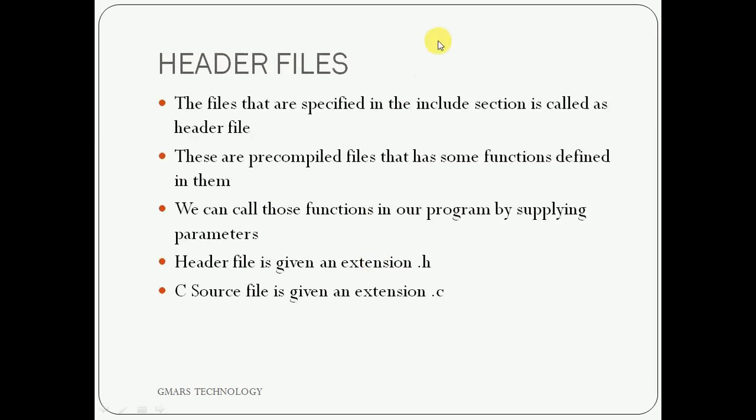So what is a header file? The files that are specified in the include section are called header files. They are pre-compiled files that have some functions defined in them. We can call those functions in our program by supplying parameters. So if we want to use some function, we have to mention the header file first, as the function is stored inbuilt in header files. A header file is given the extension .h, for example stdio.h, conio.h, and a C source file is given the extension .c.